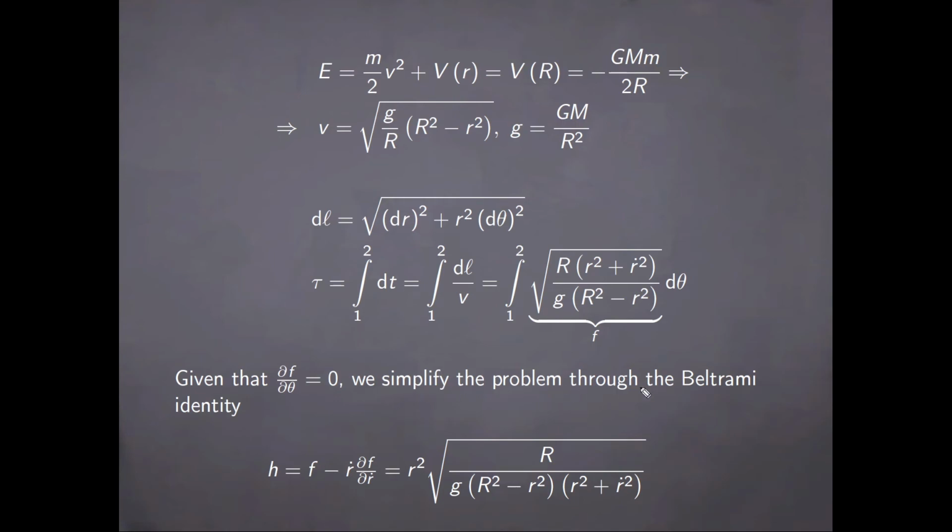a general result called the Beltrami identity, which states that f minus this quantity, so the derivative of r with respect to theta, times the partial derivative of f with respect to r dot, is a constant which I have denoted with h. And particularly this constant has the expression here. And the reason why I use this is because it is much easier to manipulate the Euler equation for the simplification provided by the Beltrami identity rather than calculating everything explicitly.